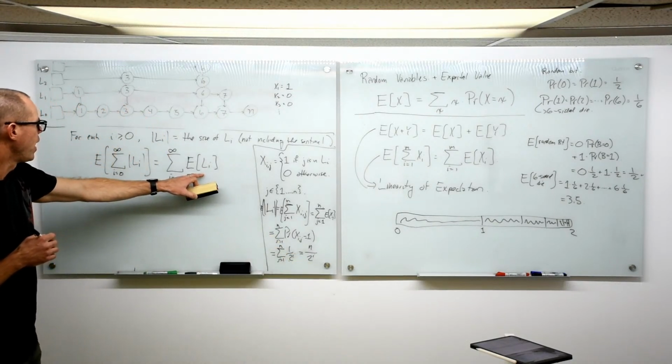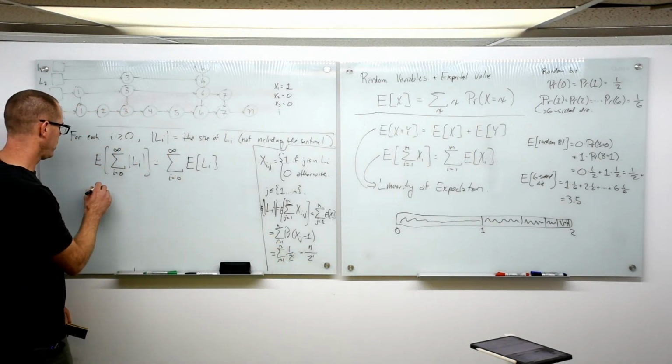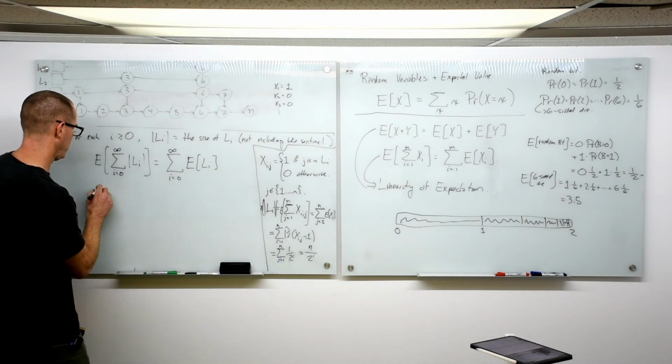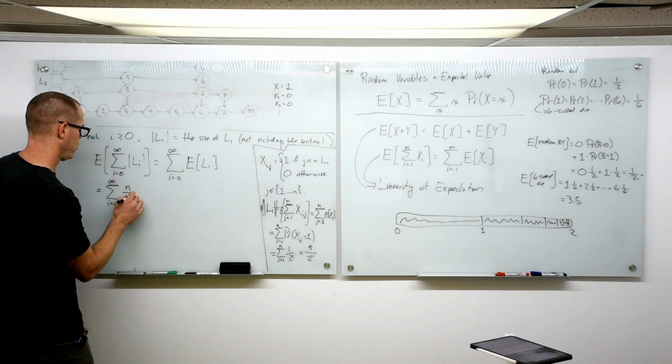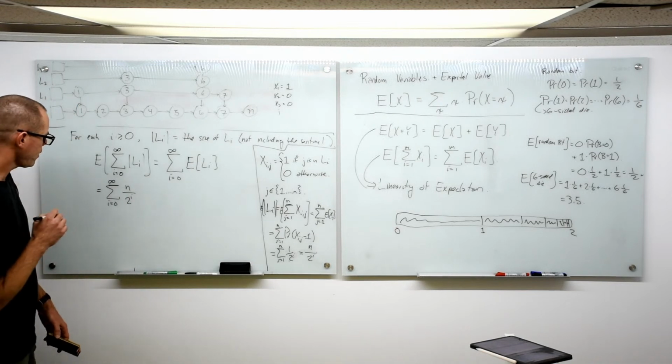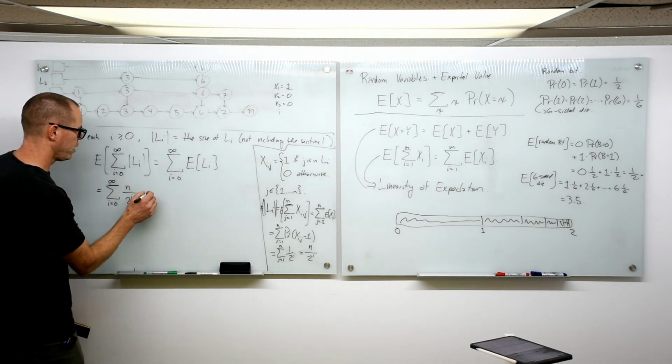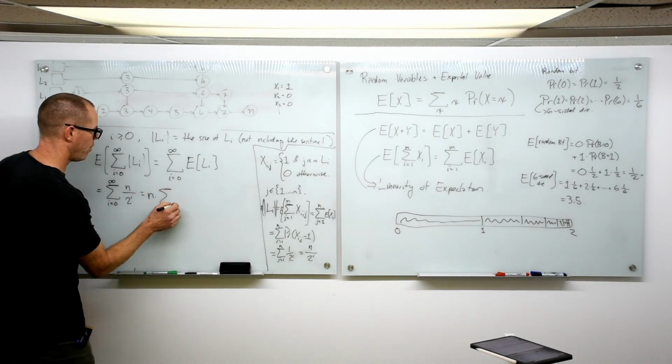We can put that in here. This is equal to the sum, i equals 0 to infinity, of n over 2 to the i. We can take the n in front of that sum.